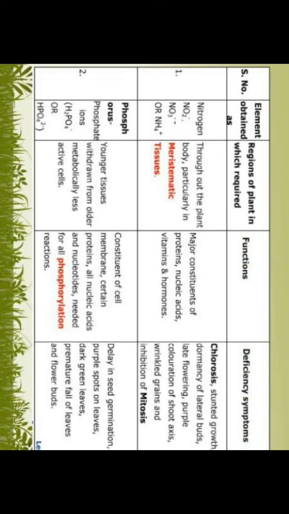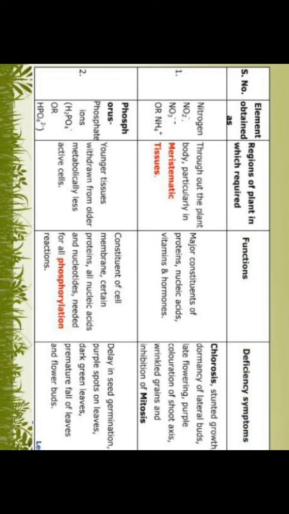Next, the second in the major elements is phosphorus. Phosphorus is obtained by the plants from soil in the form of phosphate ions, either as H2PO4 minus or HPO4 2 minus. Next, let us see the regions of plants in which parts it is required: younger leaves, withdrawn from older, metabolically less active cells. Next, functions of phosphorus.